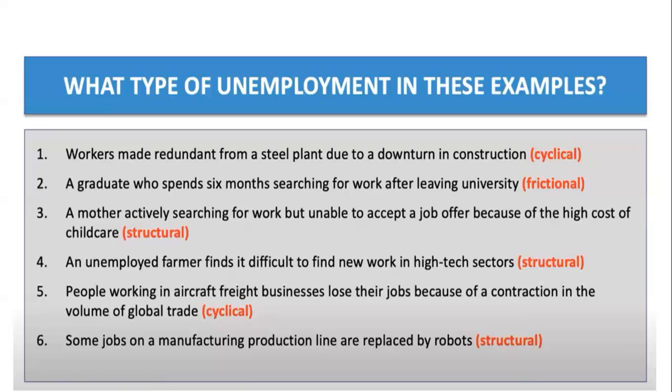People working in aircraft, you take, for example, businesses lose their jobs because of a contraction in the volume of global trade. That is cyclical, so changes in the economic cycle. Some jobs on a manufacturing production line are replaced by robots. And again, that would be structural.